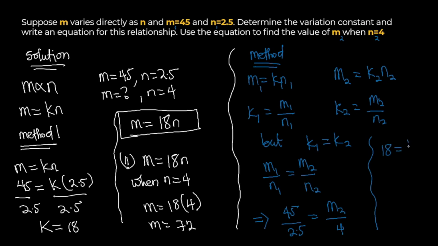18 is equal to m2 on 4, which implies that our m2 is now equal to 18 multiplied by 4, which means we cross multiply over here. So the 4 multiplies the 18, and we have our m2 equal to 18 multiplied by 4, which would give us 72, as seen in the first method. Let's go ahead and see another example.